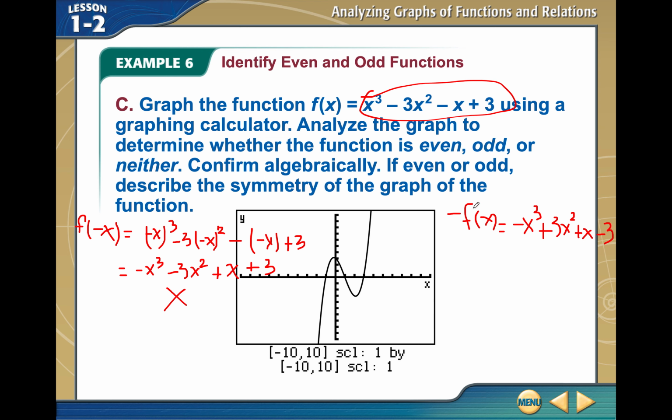Okay, now we should look at this one and look at this one. Are they equal? Okay, the first term, negative x cubed, is negative x cubed here, right? The second term shows it is not equal. Negative 3x squared, but over there it is positive 3x squared. And also the last term, which is minus 3, and over here the last term is plus 3. So clearly this one is not equal to this one, and this means it is not odd either.